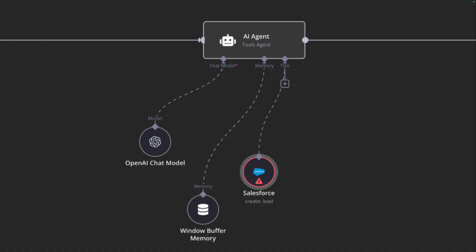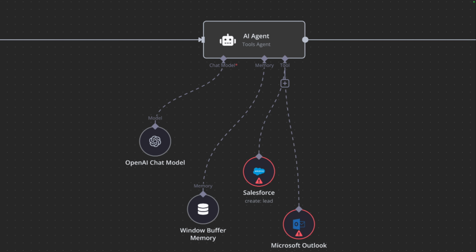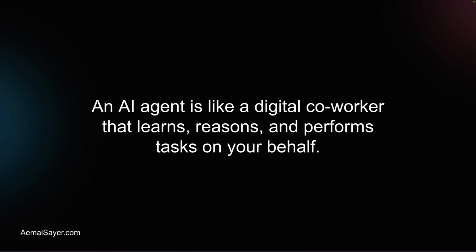And then the most important part is the tool. It should have access to tools like Salesforce, Microsoft Outlook, and Microsoft Teams, and so on and so forth. This particular AI agent should have access to tools and execute things. For example, this AI agent that we are building, Samantha, will have access to our Gmail inbox. That's the tool.